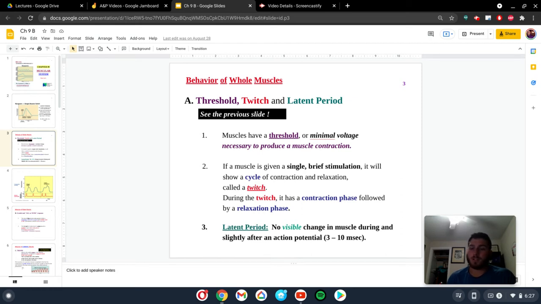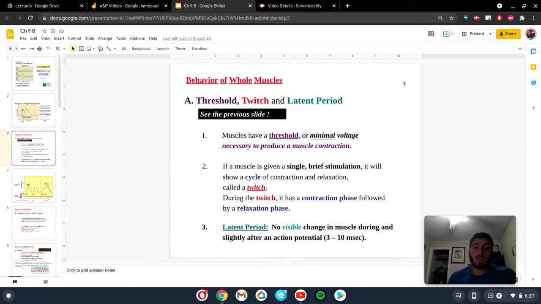So if I want my muscle to contract, I have to send an action potential with a minimum amount of voltage. So there is a threshold where the contraction will occur or it won't occur at all, right? It is an all or nothing response, which we'll talk about later. But the idea is there is a minimum voltage required to actually say, hey, we need to contract. That is the threshold.